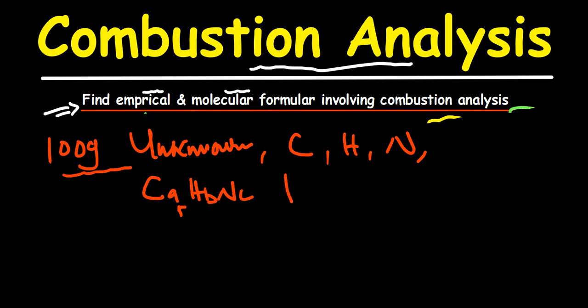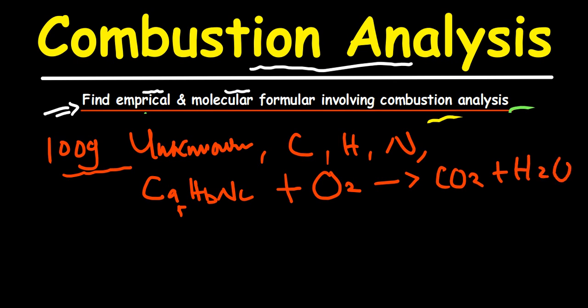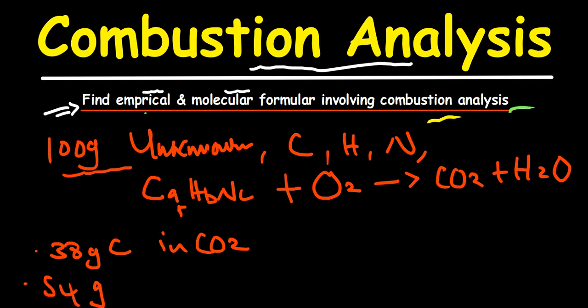So when we react this with oxygen like that, we said we are always going to get carbon dioxide plus water. Okay, so let's say now we have 38 grams of carbon in the carbon dioxide that is produced here, and then we also have, for example, 54 grams of hydrogen in H2O. Okay, so what does this mean here? What does that mean there?